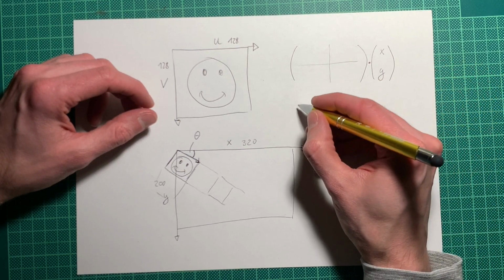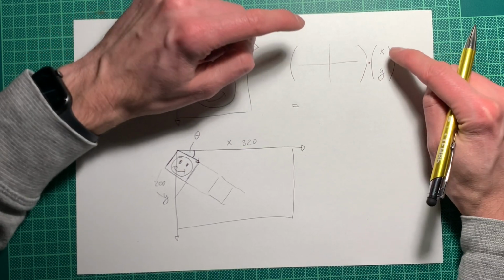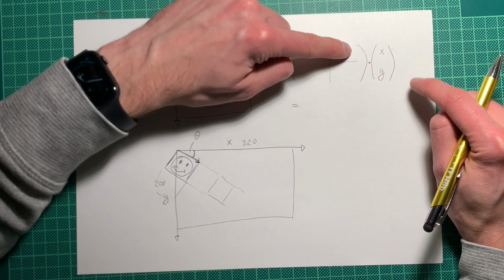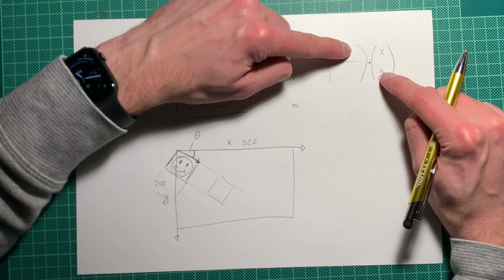And that new vector will be this component times this component plus this component times this component in the x component.